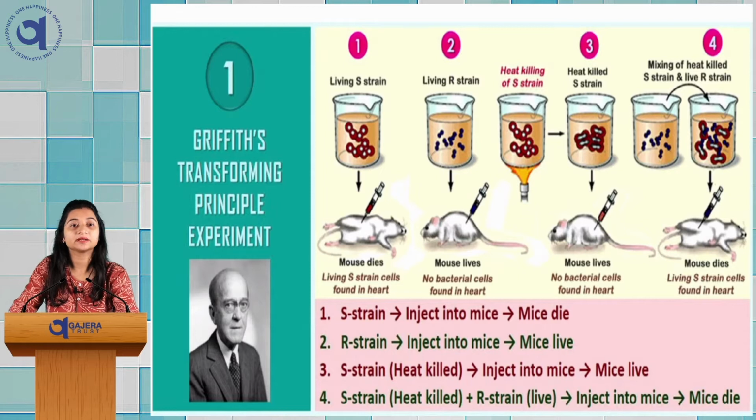Here he was a bit confused. He thought the mice would remain alive, as neither of these was able to cause any disorder. But the result was completely different. He found that the mice infected with the heat-killed S strain and also the live R strain got infected, and even died.